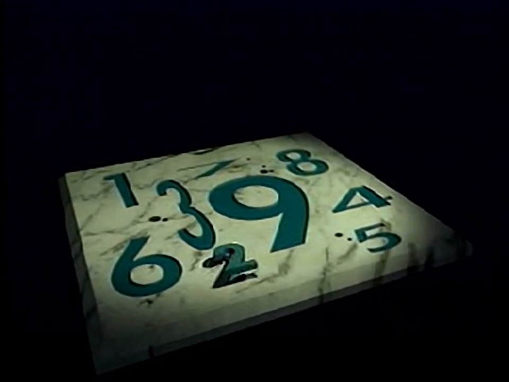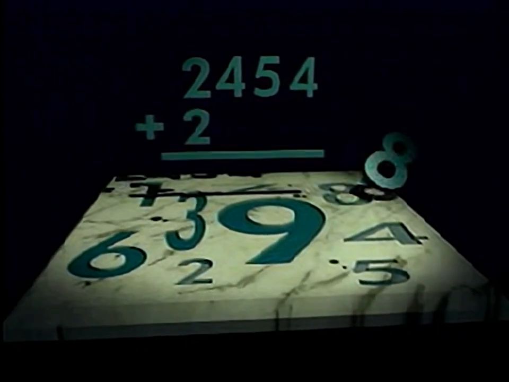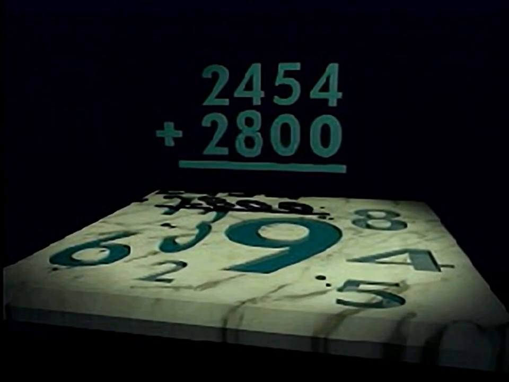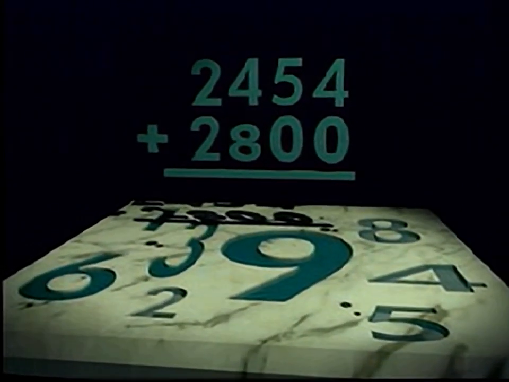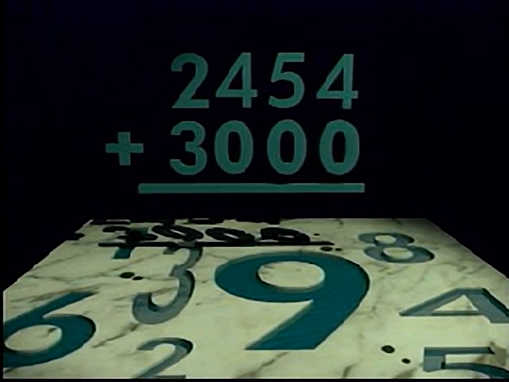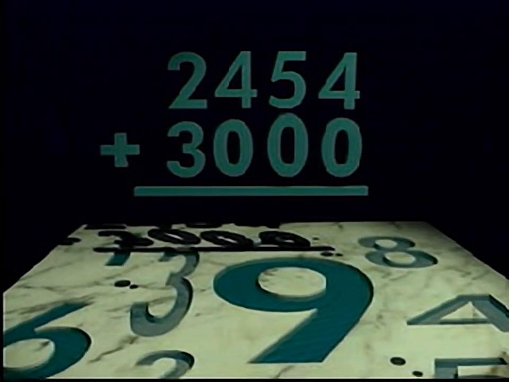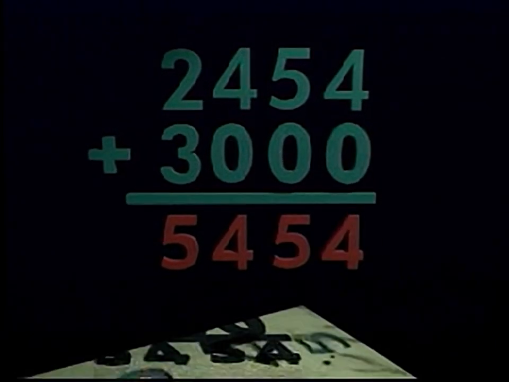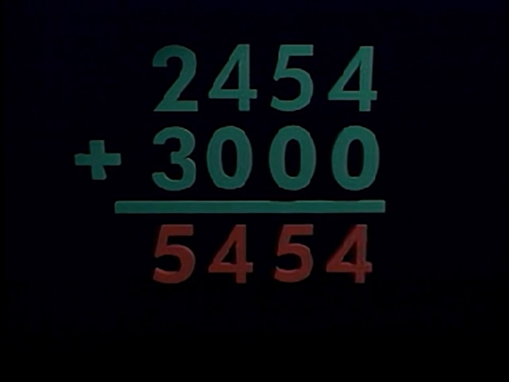Here's an example with thousands. 2,454 plus 2,800. The 2,800 is just 2 hundreds away from 3,000. So we'll round it up by that 200 and have the easy mental problem, 2,454 plus 3,000. Well, that is 5,454.